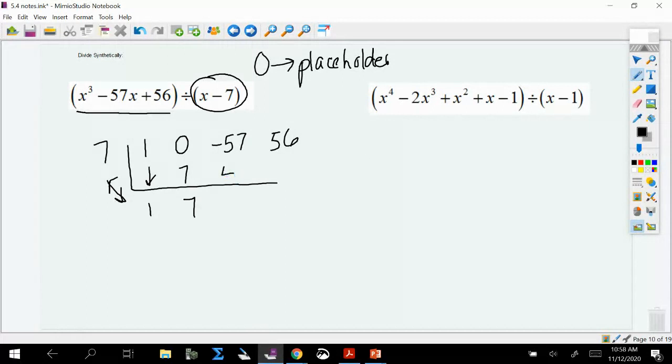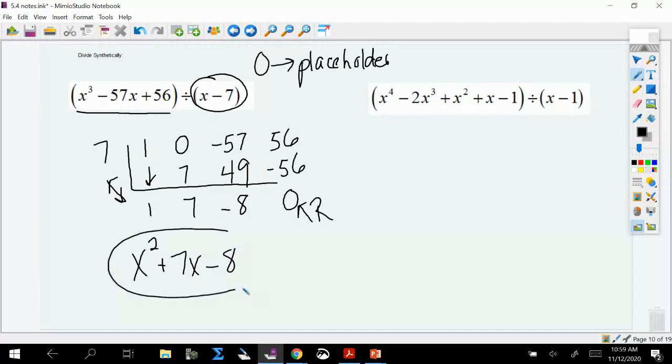Then I'm going to multiply diagonally. 7 times 7. And then I'm going to add vertically. And then I'm going to multiply diagonally. And then I'm going to add vertically. Again, it gives me a 0 remainder, which means that it is a factor. So I have a remainder of 0. So my answer is 1x squared, 7x, and a minus 8.